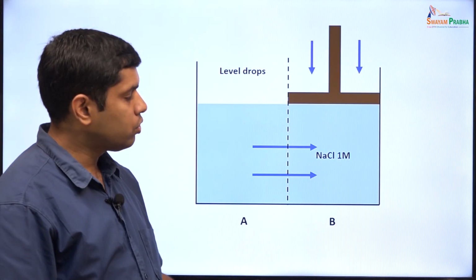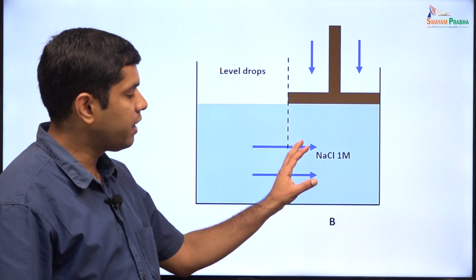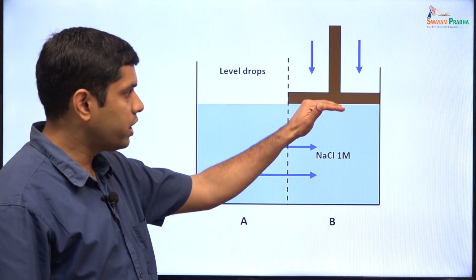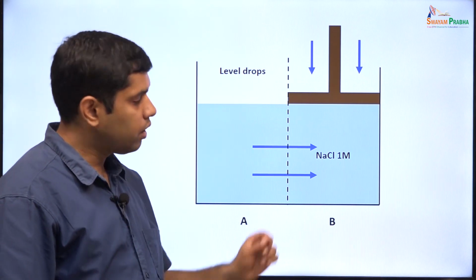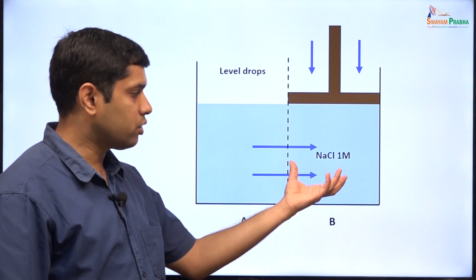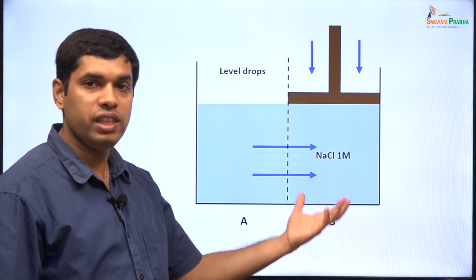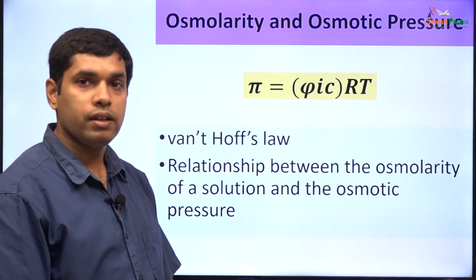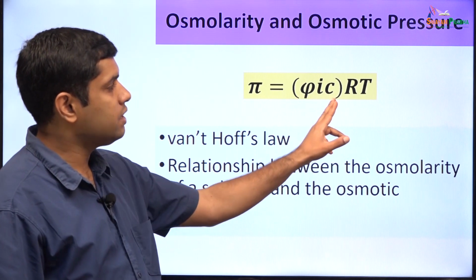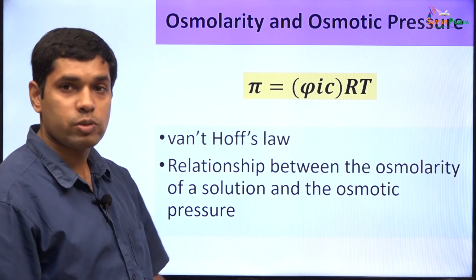So, we have said that when you have a certain osmolarity, that causes a particular osmotic pressure, and the osmotic pressure can be defined as the pressure that is required to prevent or resist osmosis. Now, how do we measure this osmotic pressure? You will intuitively understand that the more the osmolarity, the more will be the osmotic pressure, and the relationship between them is given by an equation. That equation is called Van 't Hoff's law, which says pi = phi i C RT, and this gives us the relationship between the osmolarity and the osmotic pressure.